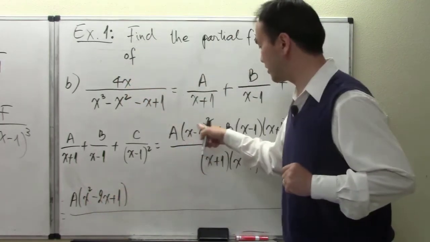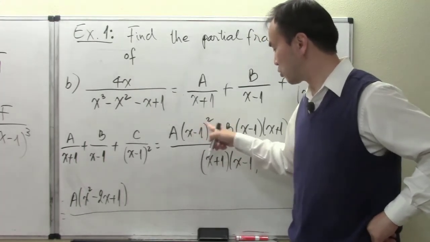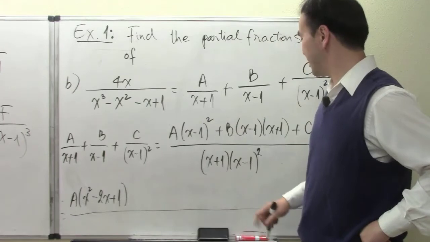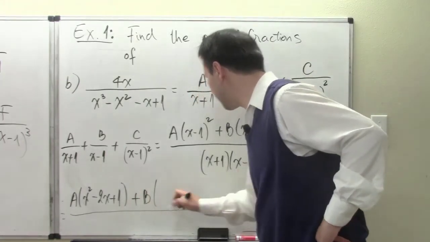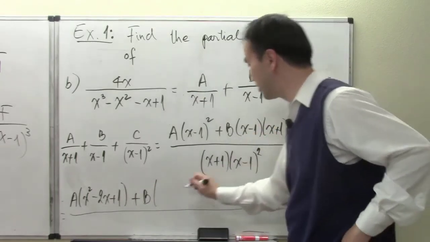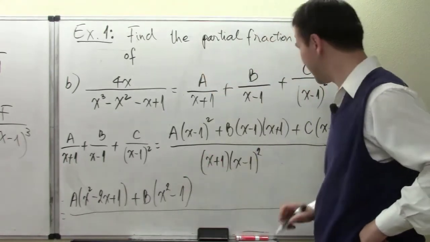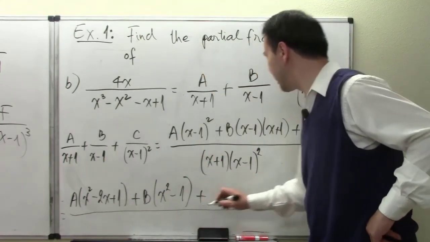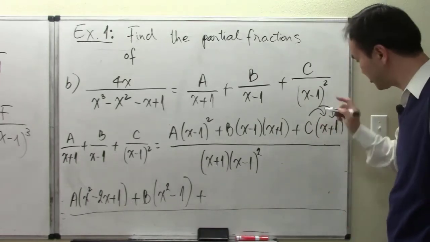That's how I foiled out this x minus 1 all squared. Again, you can always see this as x minus 1 times x minus 1. Okay, and then now go ahead and FOIL out this next one here. So b times, now foiling out these two factors, will give me just simply x squared minus 1. Okay, and then the last one here is just simply a little distributive law to apply, distributing that c to each term here.